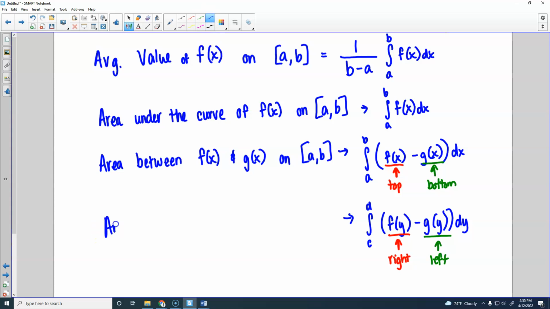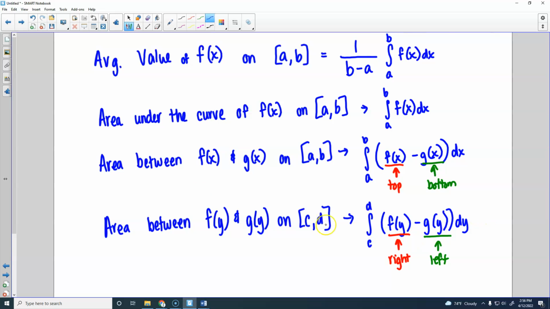So that would be the area between f of y and g of y on the interval from c to d. So if you see the area, there's no square, unless there's a square in the problem. There's no squares, there's no pies, there's no crazy formulas of any type, right? Just straight top minus bottom, integrate, or right minus left, and integrate, depending on whether you're working with x's or y's. Okay, so we're okay here.